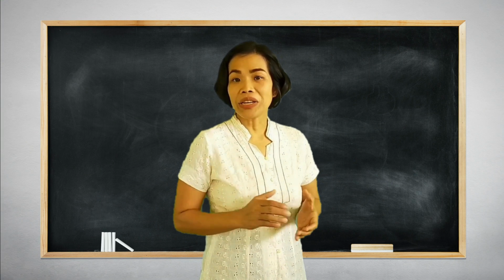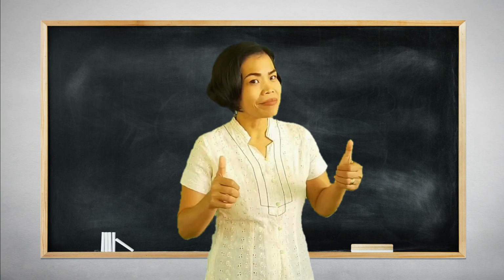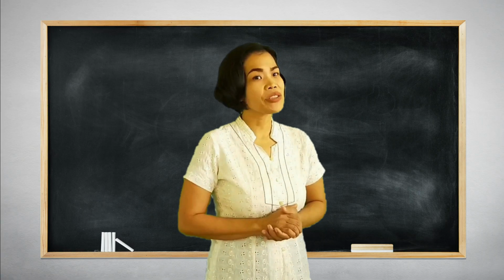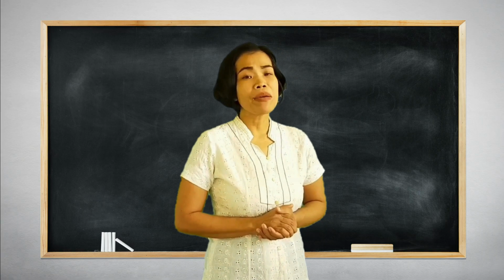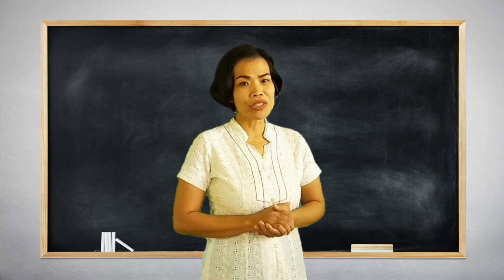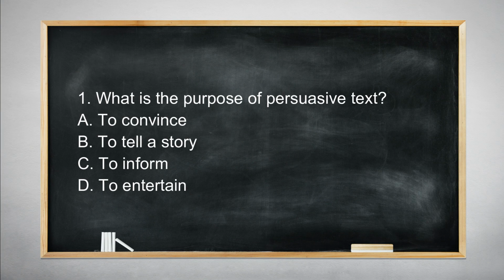Did you understand our lesson? Great! Now let's have a short exercise. Please get a pen and paper and answer the following questions. Number 1. What is the purpose of a persuasive text? A. To convince. B. To tell a story. C. To inform. D. To entertain.